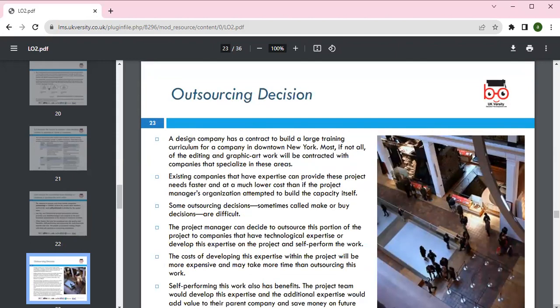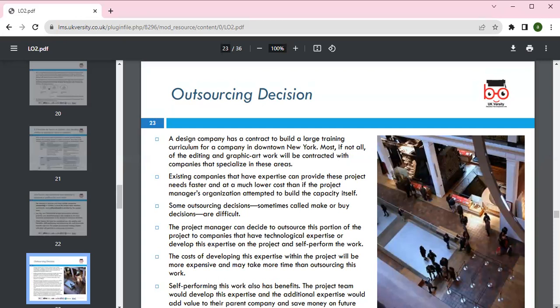In an outsourcing decision, a design company may be contracted to build a large training curriculum, maybe in downtown New York, for example. We can look at an existing company whose experts can provide these projects, when you need it faster and at lower cost. Some outsourcing decisions are sometimes called make or buy decisions, like you want to make it yourself, or you will buy, or you outsource.